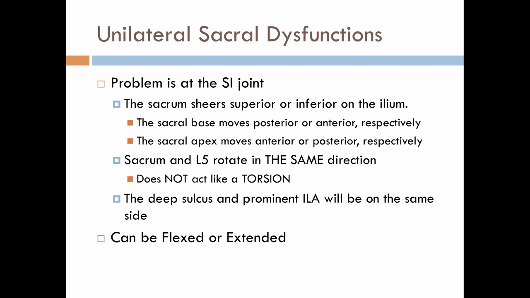Because this is happening on one side, however, it does produce some rotation of the sacrum, but because the dysfunction now is at the SI joint, L5 and the sacrum are going to rotate in the same direction. So that can be, again, one more clue to help you differentiate a torsion from a unilateral dysfunction. You will again find asymmetry in the depth of the sulci and the prominence of the ILAs, but in this case, as I mentioned before, we typically mark the deep sulcus and the prominent ILA, and these will occur on the same side. And this, again, is generally referred to as flexed or extended dysfunction.